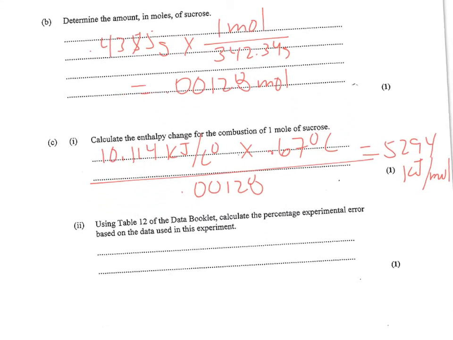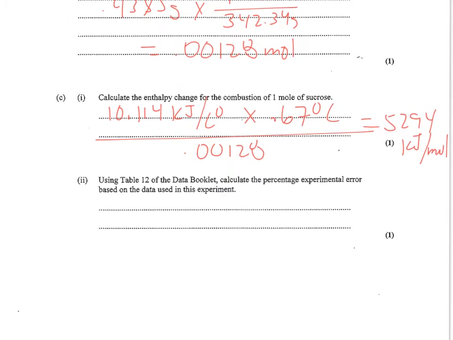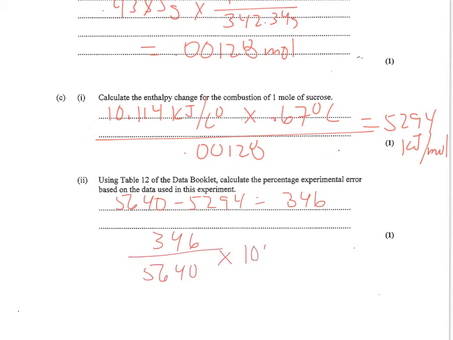And then part 2 says, using the data booklet, calculate the experimental error. Well, if you check in the data booklet, it gives a value of 5,640, and when I subtract my calculated value of 5294, my experimental error is 346. So I put the error over the expected value times 100%, and I get an experimental error of 6.1%.